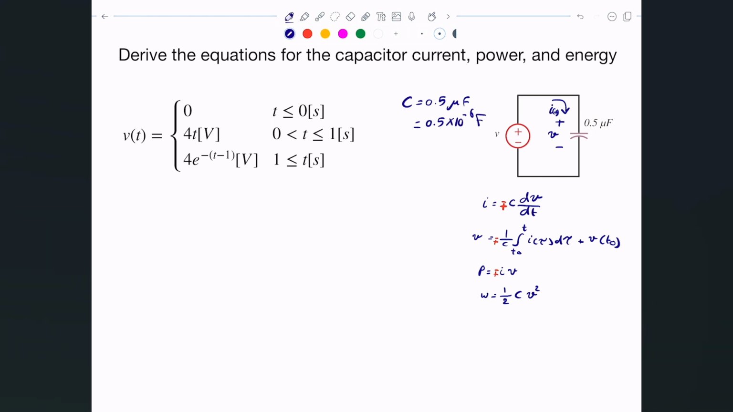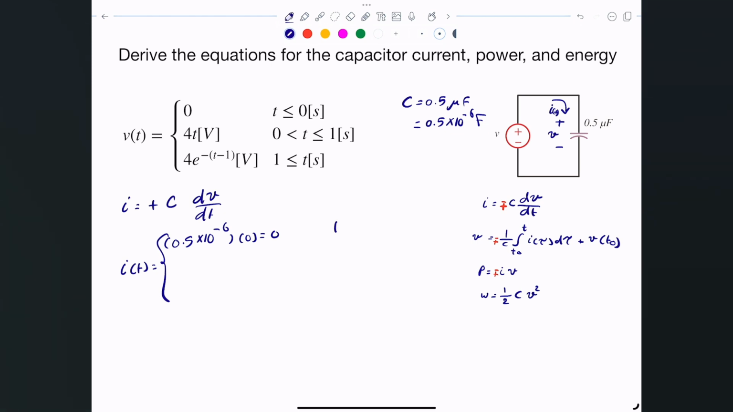All right, so how do we compute the i? Well, I'm just going to rewrite it here. It's going to be plus, because passive sign convention tells me that it should be plus, C times dV divided by dt. So all I have to do is take the derivative of the voltage, and I have different ranges for i(t). So for the first range, it will be 0.5 times 10 to the negative 6, times the derivative of 0, which is simply 0. That gives me 0, and that's for t less than or equal to 0 seconds.